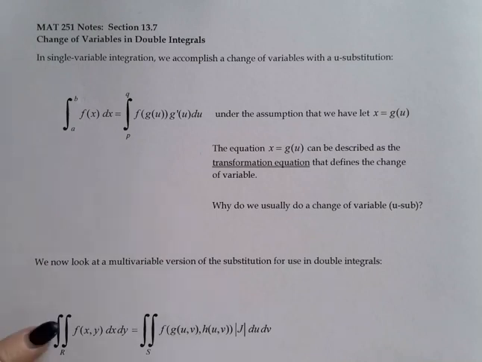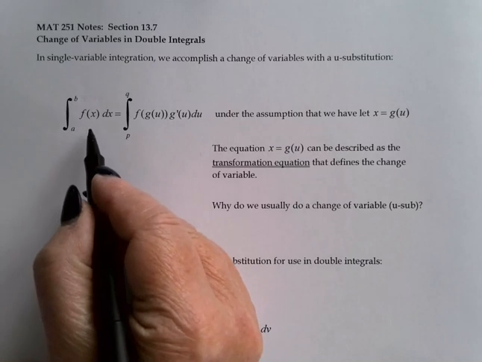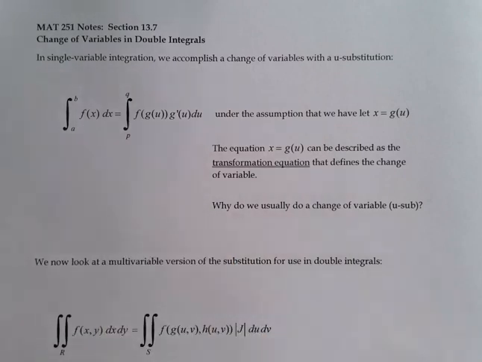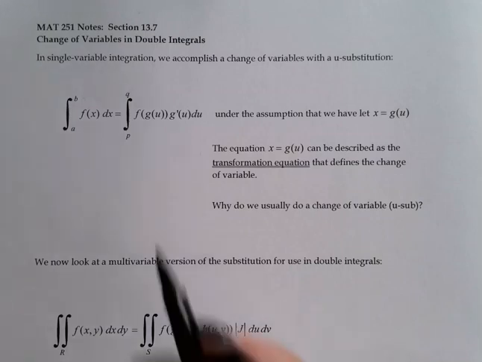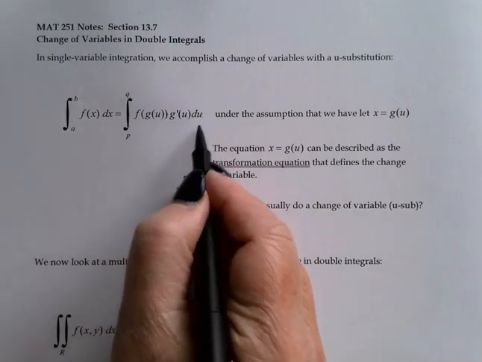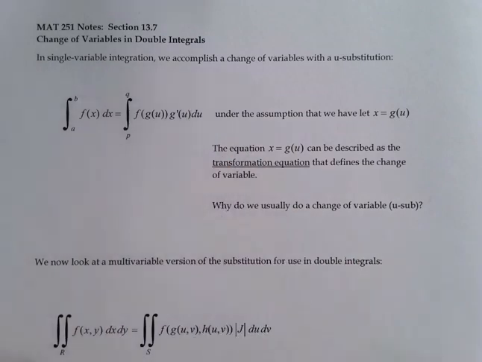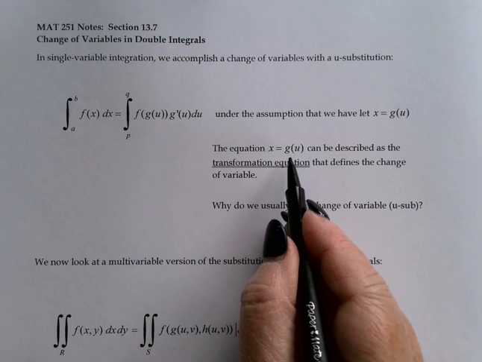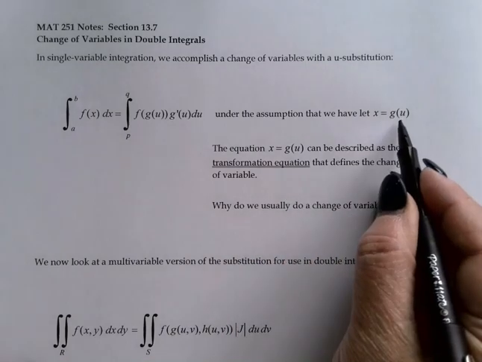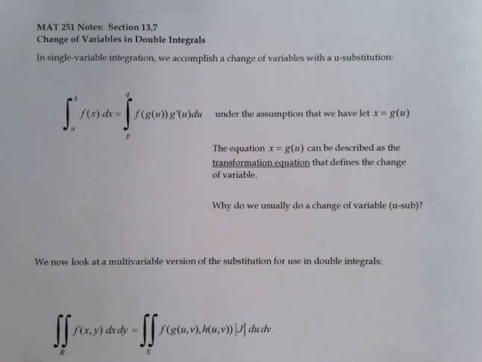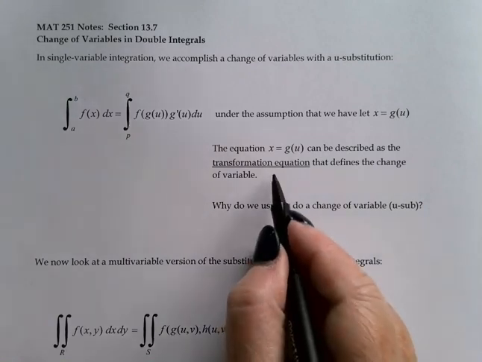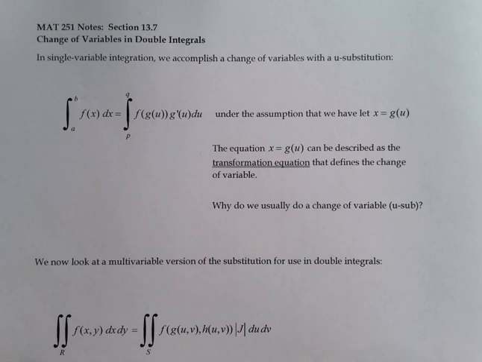Just as a reminder, when we do a u substitution, typically what we do is we think of our u as a new function of x, or vice versa, x as a new function of u. And then we always have to look for that derivative somewhere in our integral. The equation x equals g of u, in other words, the inverse of our u equals f of x equation, can be described as the transformation equation that describes that change of variables. Why do we normally do a change of variables? Well, essentially we do it to make it easier, right? We're trying to make the integrand into something that we can integrate.